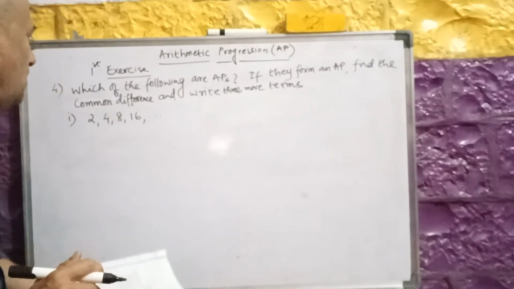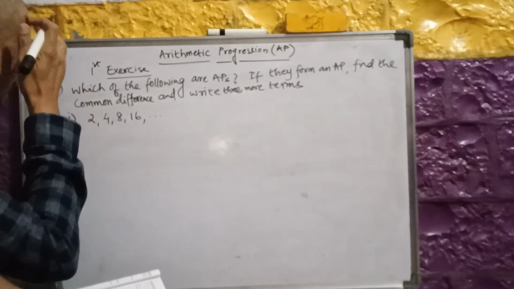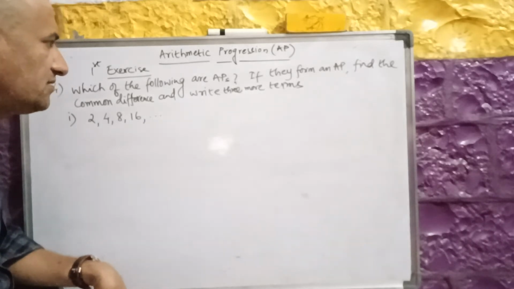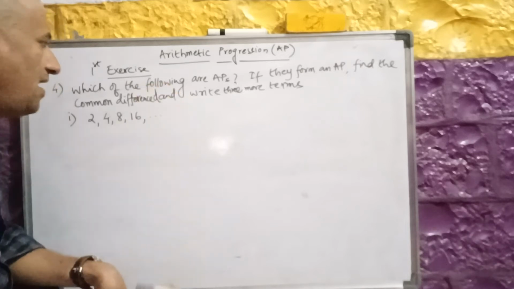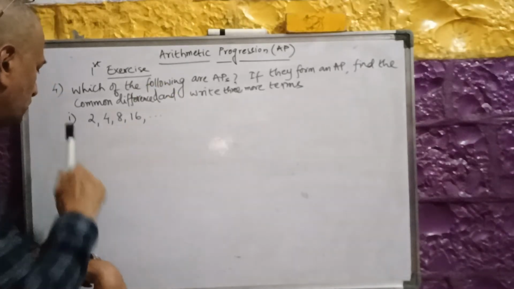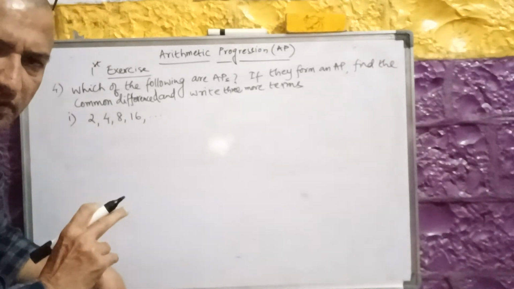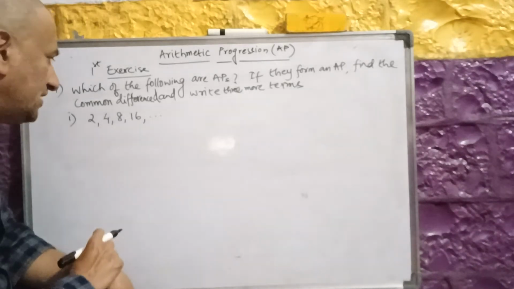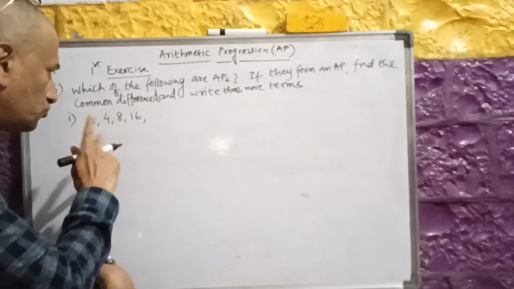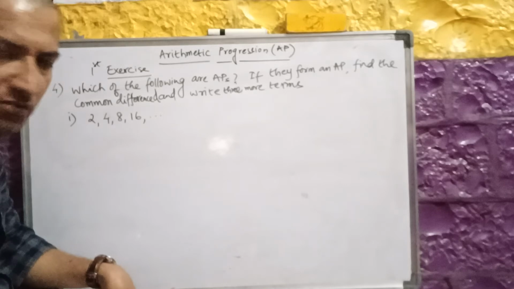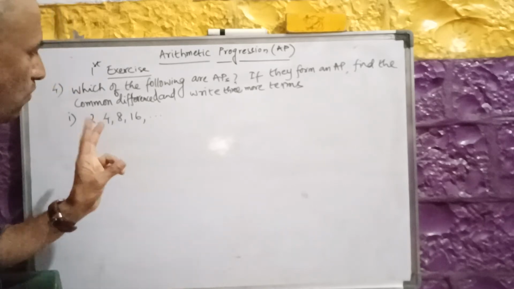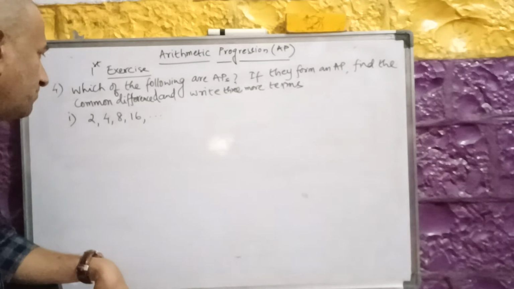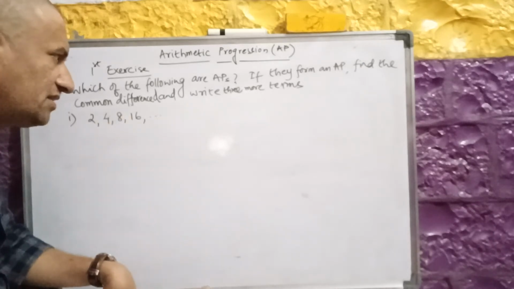Next, the fourth question, sub-question 1: which of the following are APs? If they form an AP, find the common difference and write three more terms. Find the common difference, which is called D, and write three more terms. So taking the first question, solve it yourself. If you get stuck, pause the video and then solve the question. Here, we need to check whether the difference between each and every pair of consecutive terms is the same or not. If it is the same, then we say it forms an AP. If even for one set of consecutive terms the difference does not match the others, then we say it is not an AP. And if it is an AP, then we need to find three more terms.